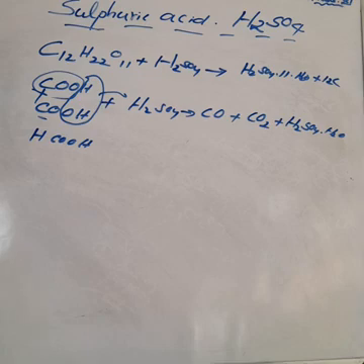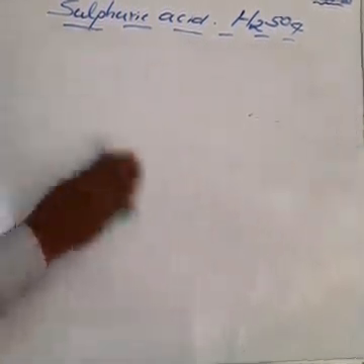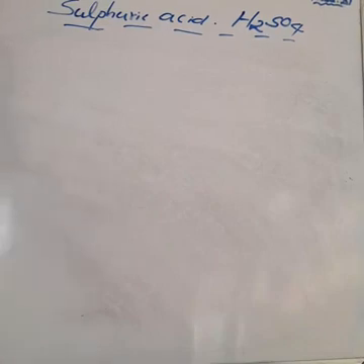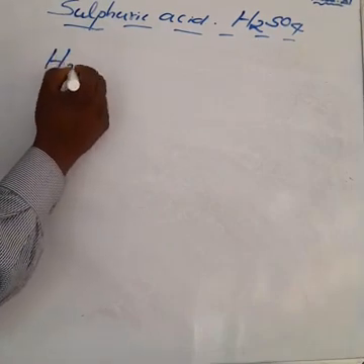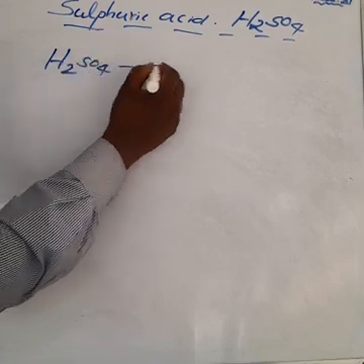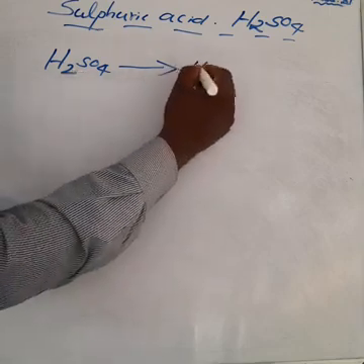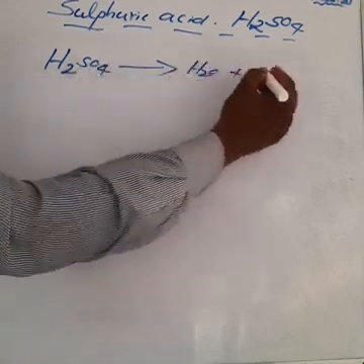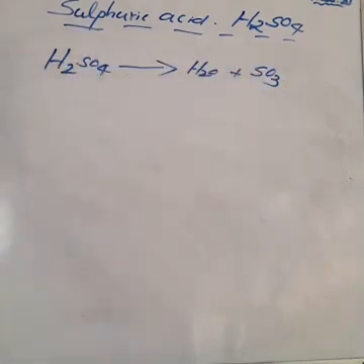Next, we will learn about the chemical properties of sulfuric acid. Sulfuric acid is one of the strong acids. It acts as an oxidizing agent. What happens? Sulfuric acid undergoes decomposition. When I write the equation, H2SO4 is converted into hydrogen combining with oxygen to form a water molecule, and also we get SO3, that is sulfur trioxide.